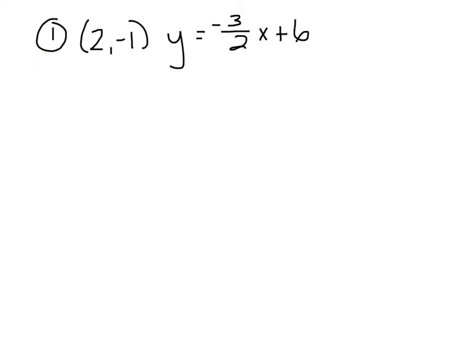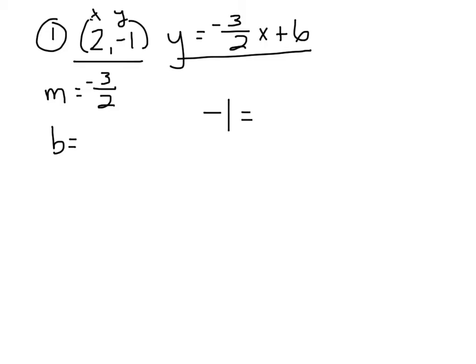Example number 1 is the same type of problem. I want to write an equation in slope-intercept form of the line that passes through the point. So I need to find an m and a b. Since my m is the same as this line, my m is going to be a slope of -3/2. My b is still what I need, so I take my x and my y, my point, and I plug them in. That would give me -1 equals -3/2 times 2 plus b.